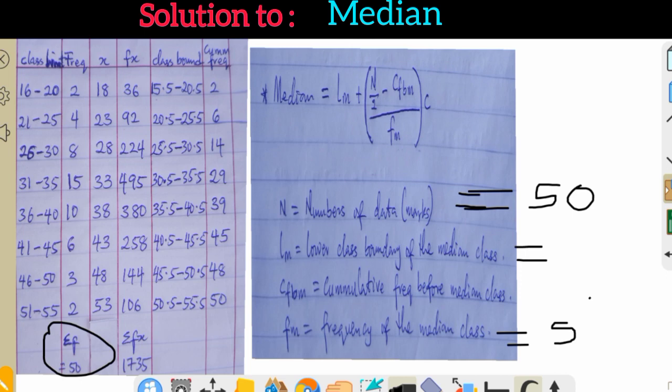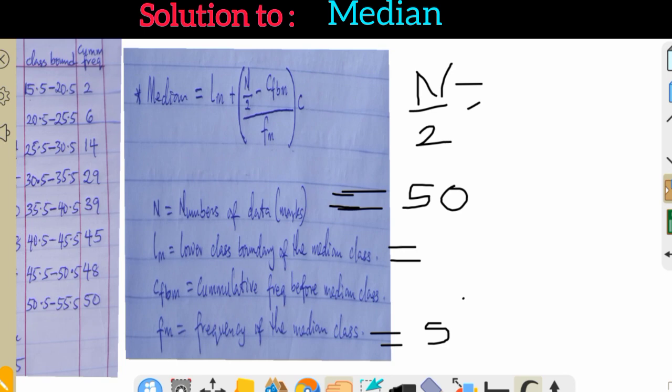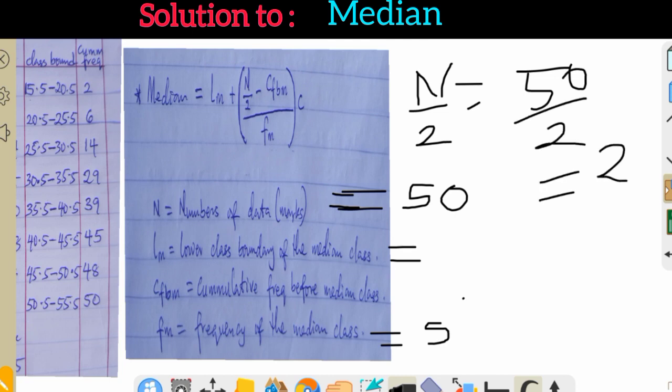How do you know the median class? To get your median class, just ask how many data there are. They are 50 in number. So that will be n over 2, which is 50 over 2. We have 25. That is the position of our median class.